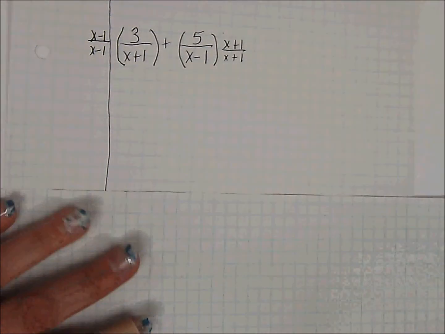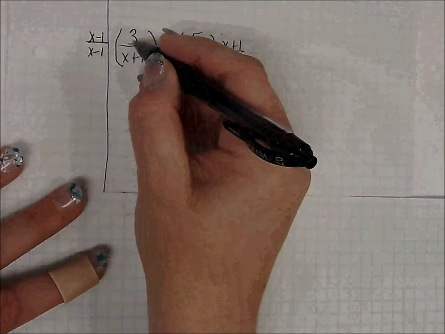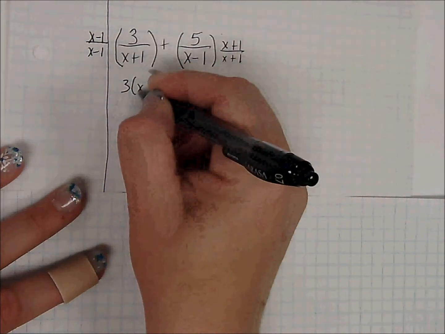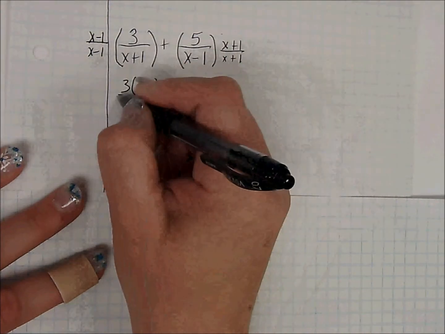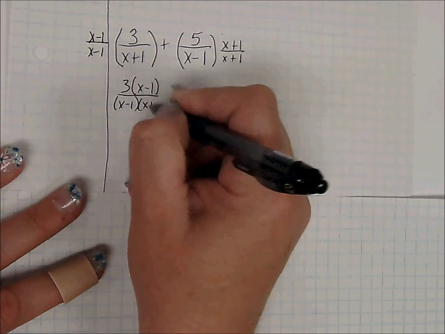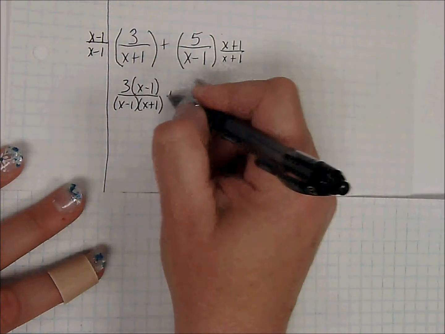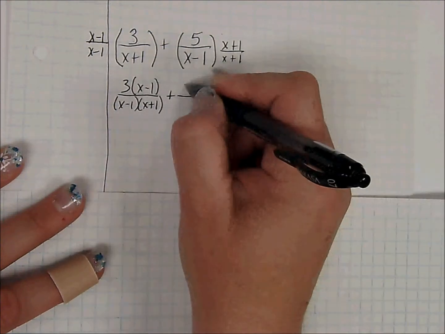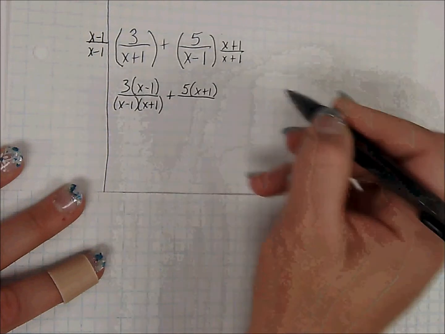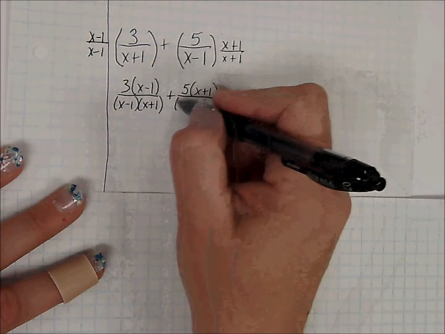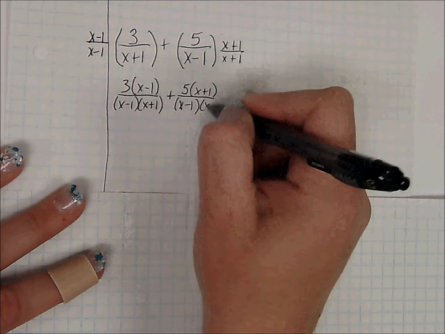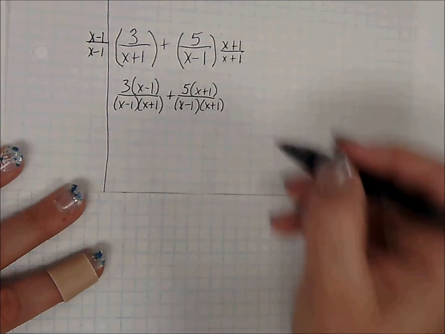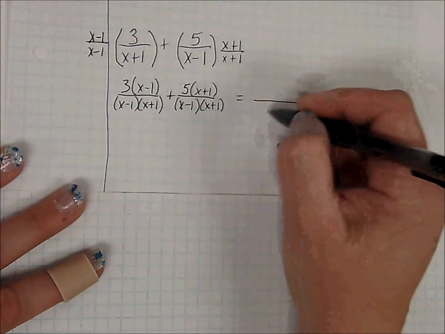So now we'll get through that kind of here. We have 3 times x minus 1 over x minus 1, x plus 1. Do not multiply those. Leave them just like that. And 5 times x plus 1. And on the bottom we have x minus 1 times x plus 1. Now we have common denominators. Slide that common denominator over.